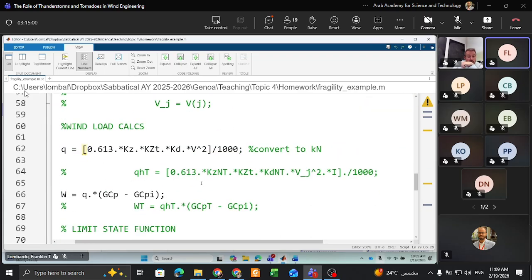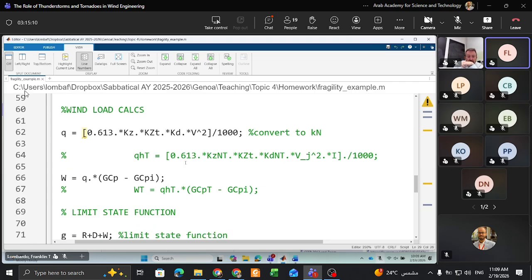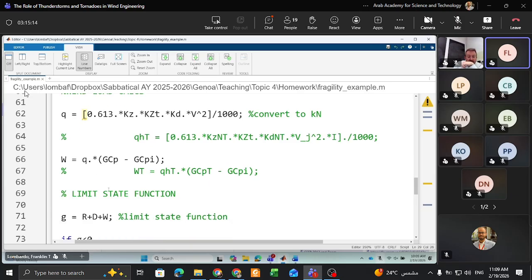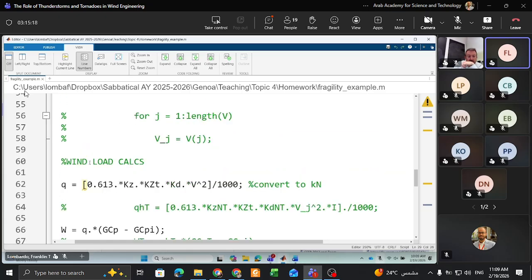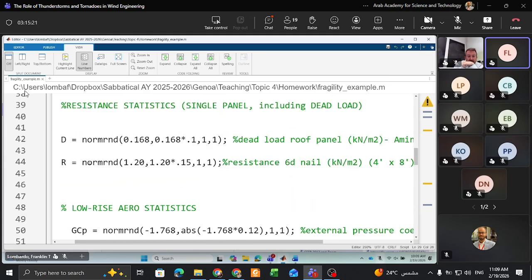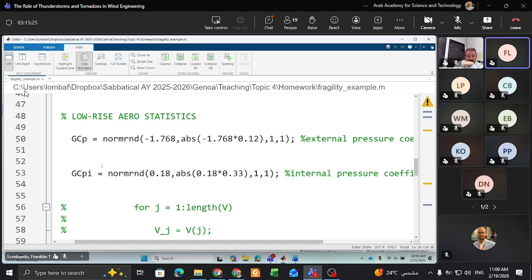And then you're going to calculate your wind load, which we talked about, which is 0.613 KZ, KZT, KD, V squared, and then convert to kilonewtons here, divided by 1,000. Then you calculate your wind load, and your limit state function is this. Here's your wind load calculation. Your resistance and your dead load values are up here in your resistance statistics.